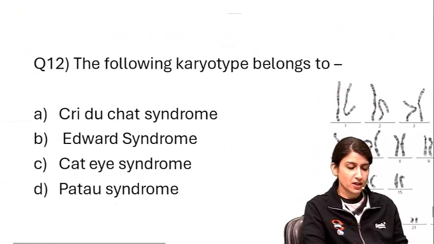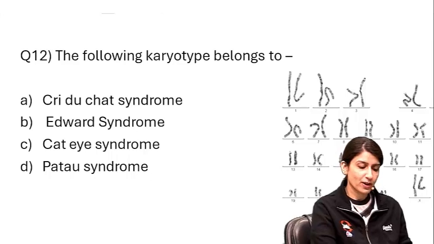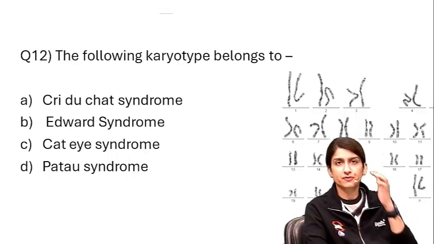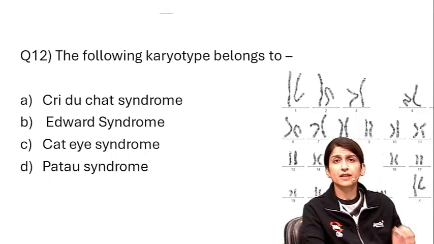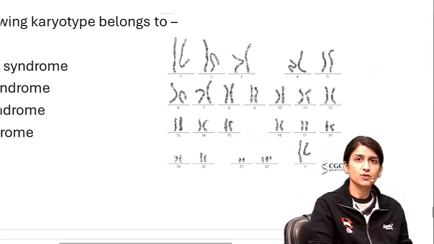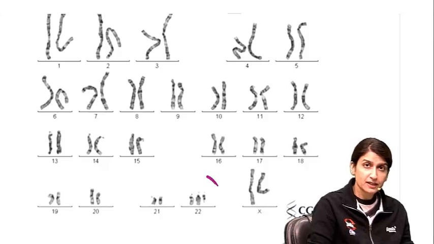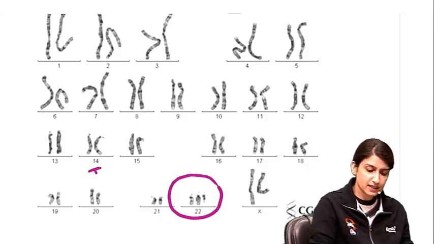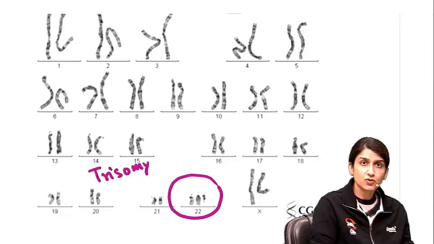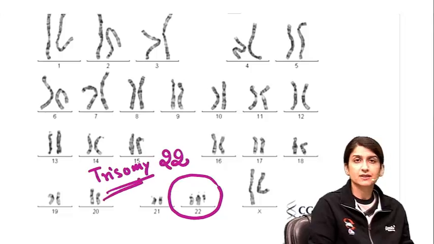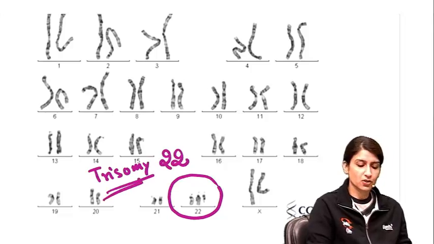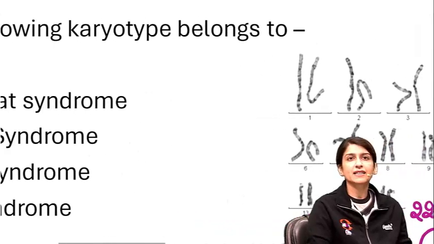Okay. Now moving ahead to your question number 12. The following karyotype belongs to. तो चलो सीधा karyotype देखते हैं. क्या मिल रहा है मुझे following karyotype में? Yes, I see a classical trisomy 22. यानी कि this is a clear-cut diagnosis of cat-eye syndrome.